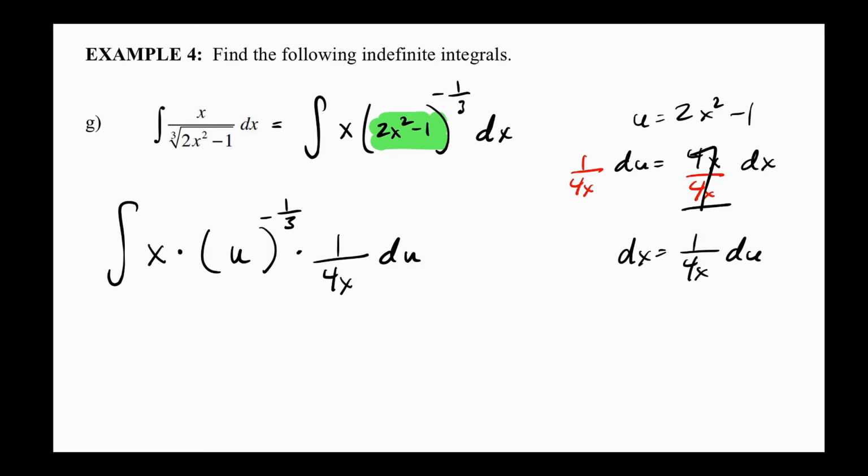Okay. We have x's and u's. Hopefully they cancel out. If they don't, we did something wrong. Or we chose the wrong u. That's usually the case. If that happens and nothing cancels out, I'd suggest going back to u. What was your u? Choose something else. Okay, but luckily this time they cancel out. The x's are going to cancel out there and there. So we have 1/4 u to the negative 1/3 du.